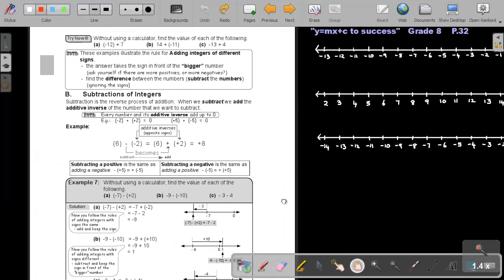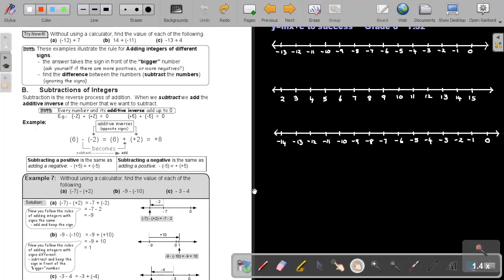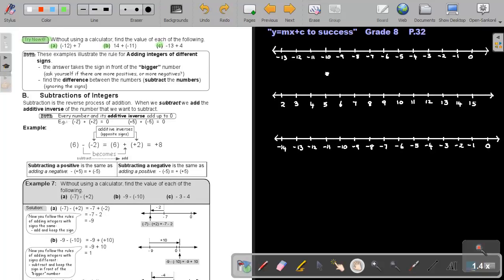I want you to do the following examples. Try now number 6, A, B, and C. Stop the video, and as soon as you are finished, you can continue with the video.